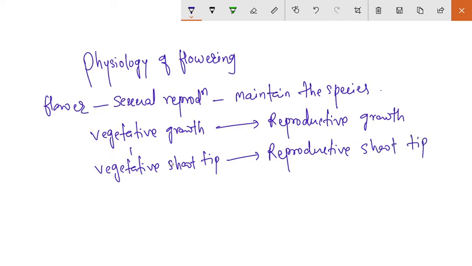So what is meant by the vegetative shoot tip? The plant shows branches, and on the branches the leaves are developed. These shoot tips are known as the vegetative shoot tips. But when the conditions are favorable for reproduction, or when the life cycle is going to be over, then to maintain the species, the plant starts the reproductive growth.